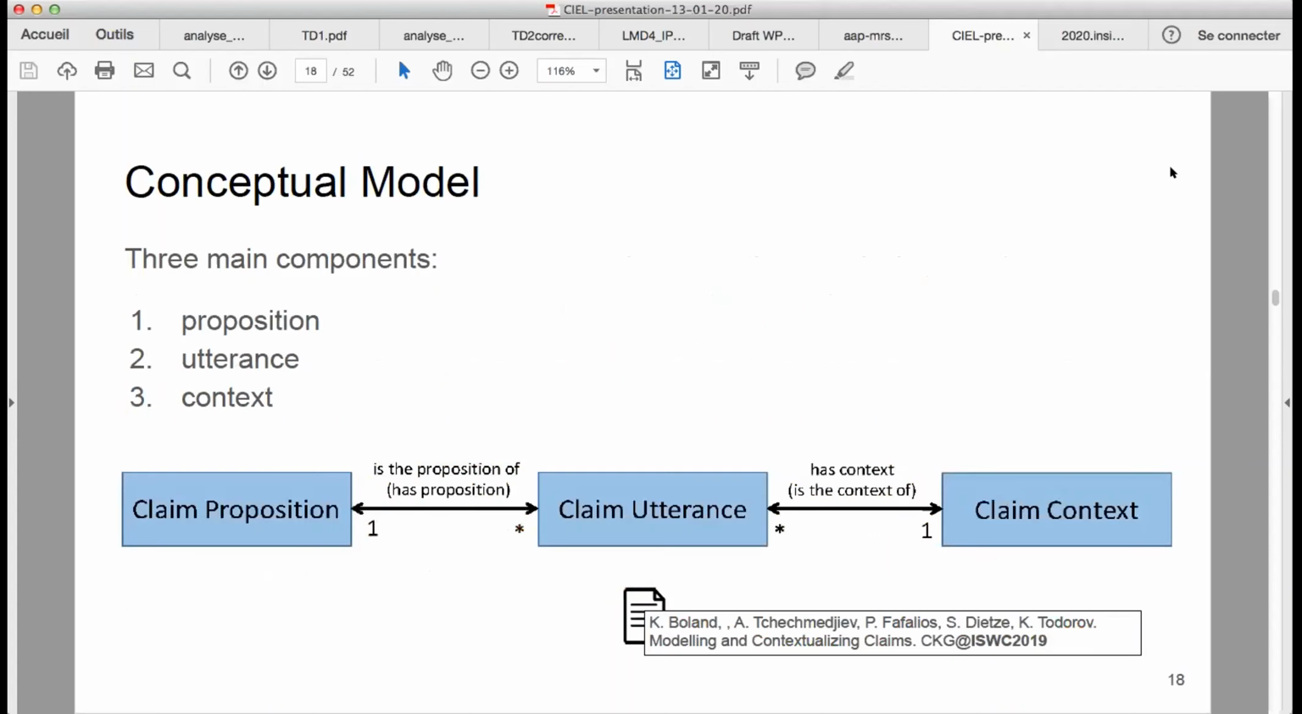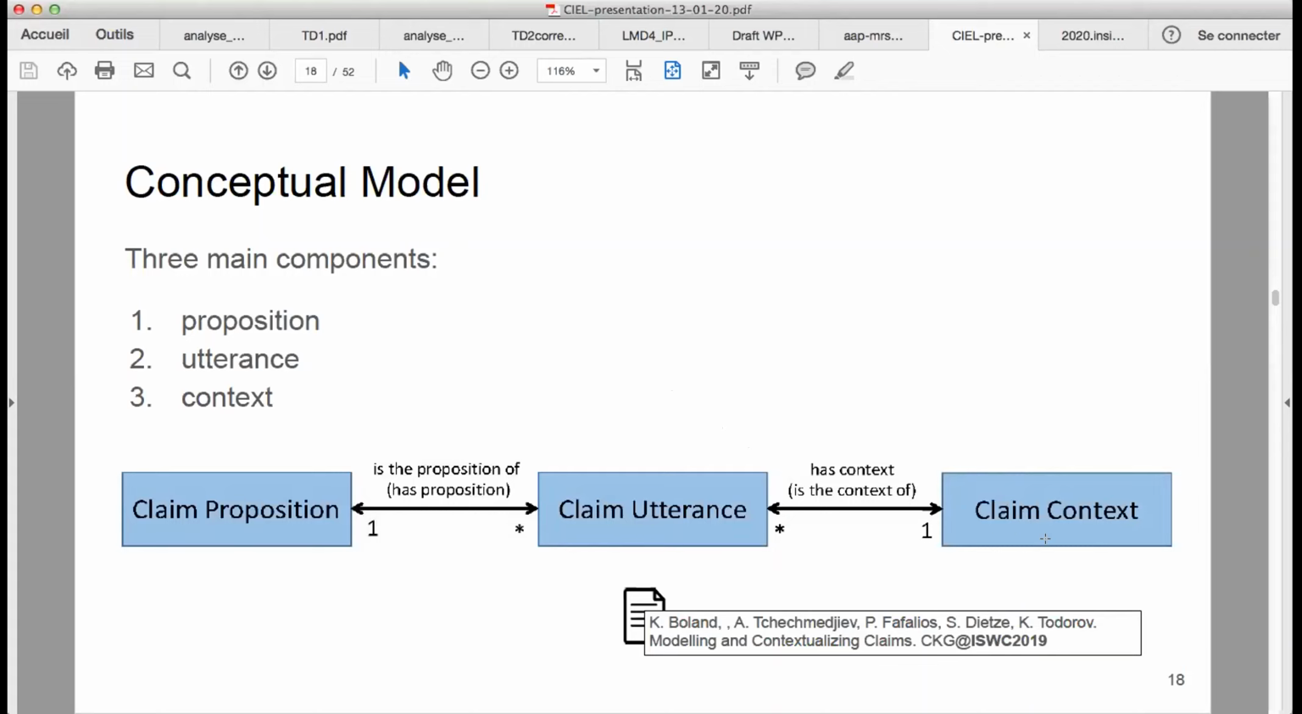I will now present the way we see how a claim can be decomposed, structured and represented. In our understanding, a claim has three main components. In the center is what we call a claim utterance. A claim utterance is basically the surface form or textual content of a claim, particularly the precise chain of words which linguistically form the claim.